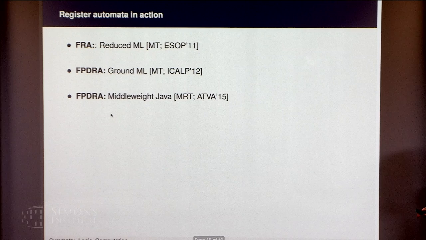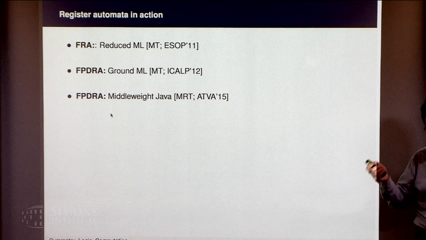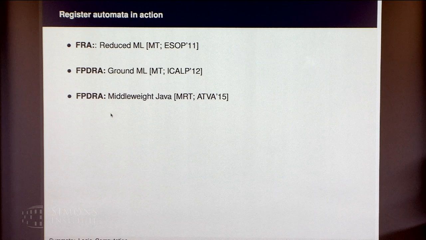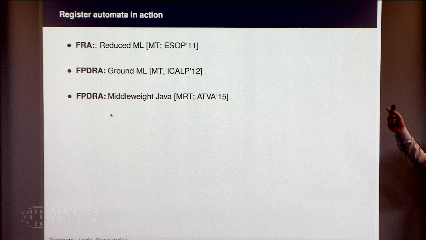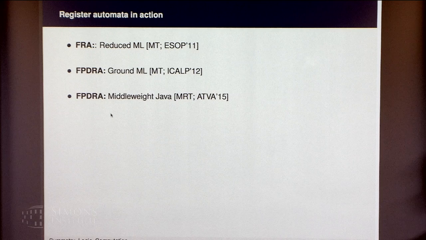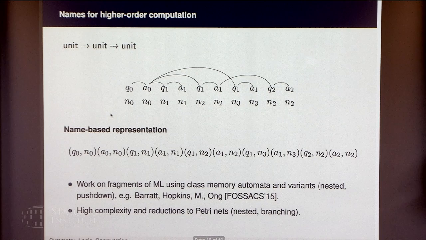So using these automata and actually these variations with global freshness capable of generating truly fresh elements, we showed a number of decidability results for these languages, fragments of ML and Java, and actually in some cases we constructed tools that can decide equivalence in a fully automated fashion. So 2 minutes. Okay, thanks.